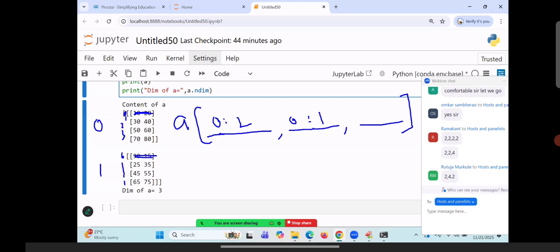How many columns? All columns. This is called 0 colon 1. Simply colon, or 0 colon what? 2. You can write simply colon. You can write simply colon 1.